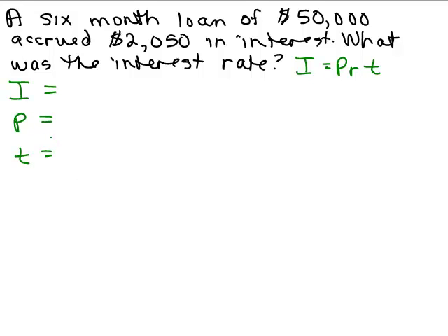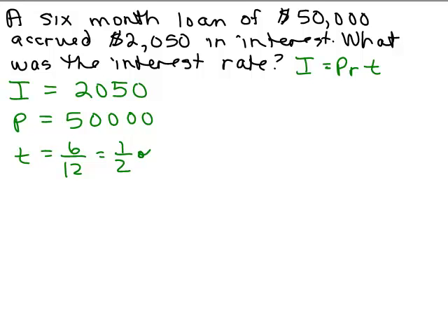What's the interest? Okay, that's the $2,050. That's how much it accrued in interest. What was the principal? How much money did they take out? $50,000. And what was the time? 6 months. All right, 6 months in terms of a year, probably most of you know that's 1/2 or 0.5, because it's 6/12, which is 1/2 or 0.5. So you could think of that either way, 1/2 or 0.5 or 6/12.